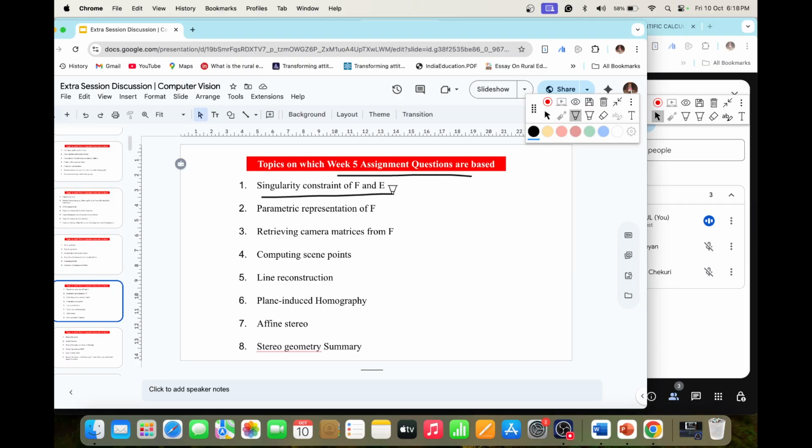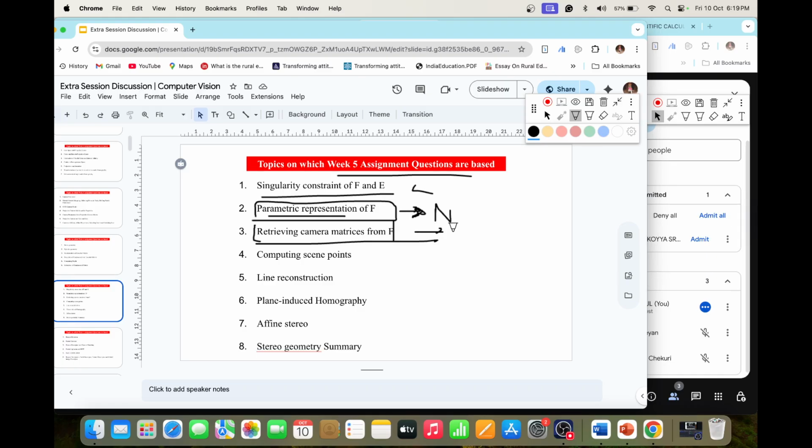So there is the singularity constraint of F and E. Again, conceptual problems will come. This is actually very important: parametric representation of F. If you know the parametric representation of your F, you can directly solve many questions, like all the questions related to parametric representation. So that is very important. Just go through this parametric representation of F, and this is again very important for your numericals. And then retrieving camera matrix from F, again very important from your numerical point of view. If you are given F, how you can retrieve all the camera matrices. So that is again very important.